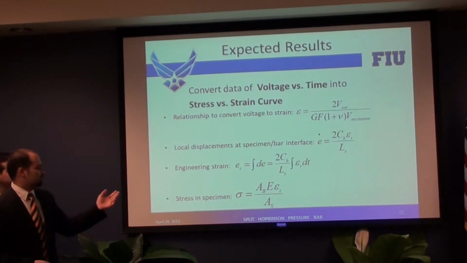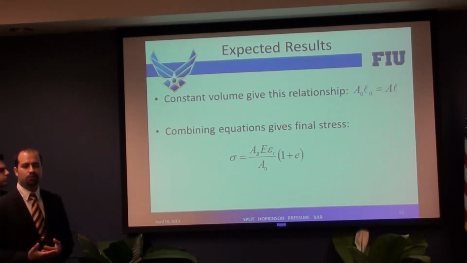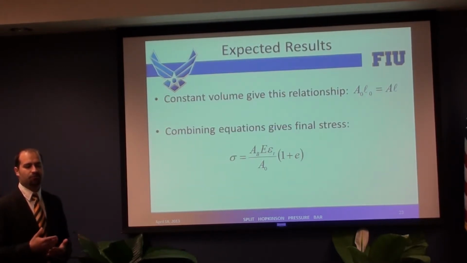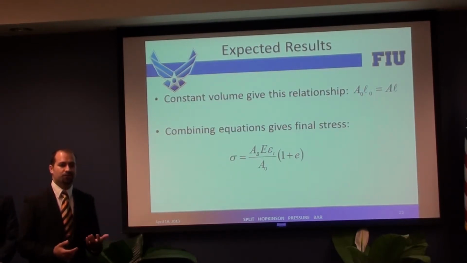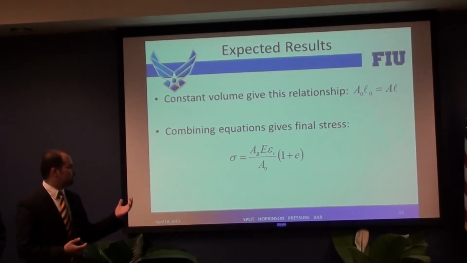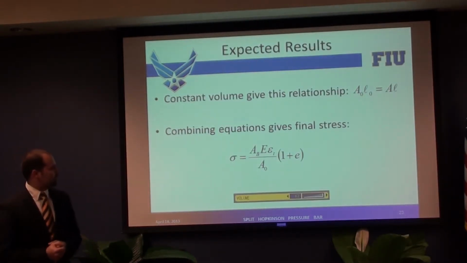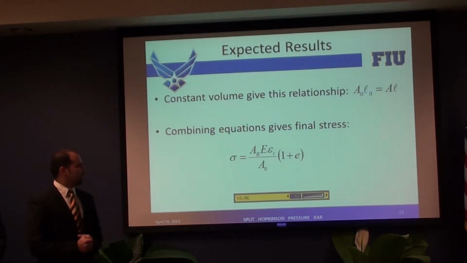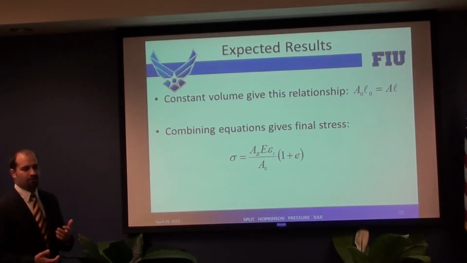specimen. Since the area of the specimen changes instantaneously, it's difficult to determine the instantaneous area of the specimen. So we have assumed a constant volume relationship, and working out that formula, we came up with a final formula that the stress is related to the area of the bar, the strain of the transmitter bar, the initial size of the specimen multiplied by the engineering strain.